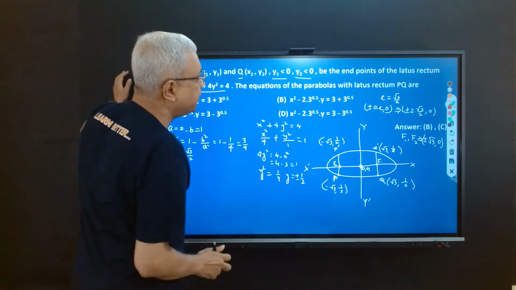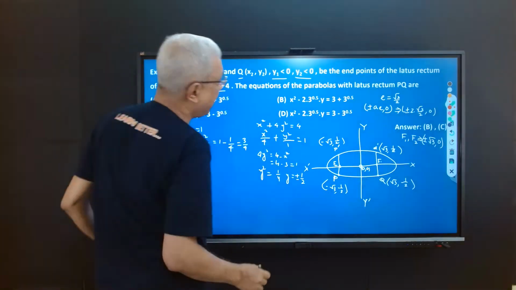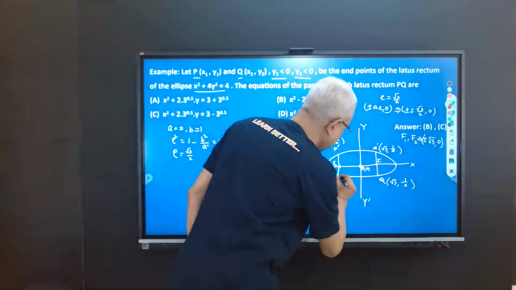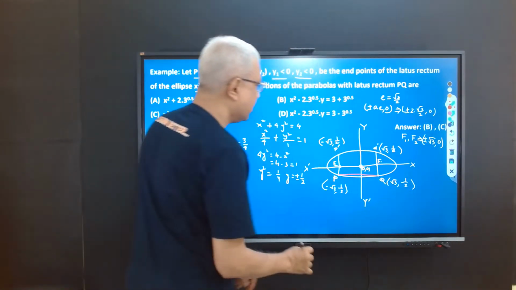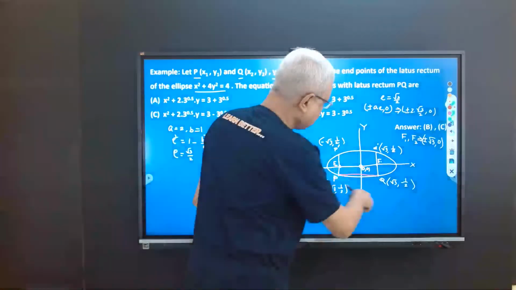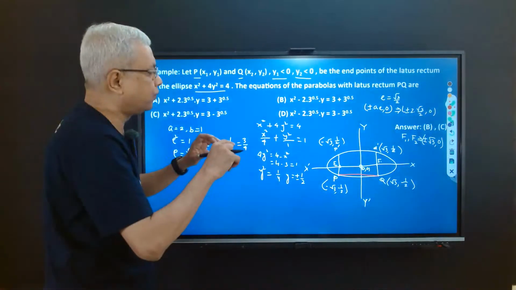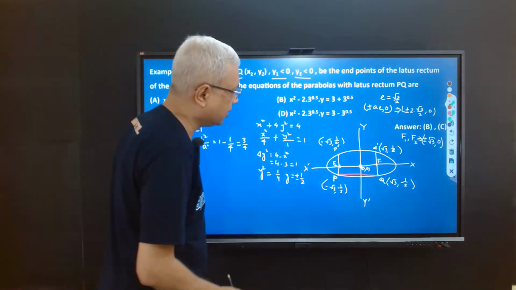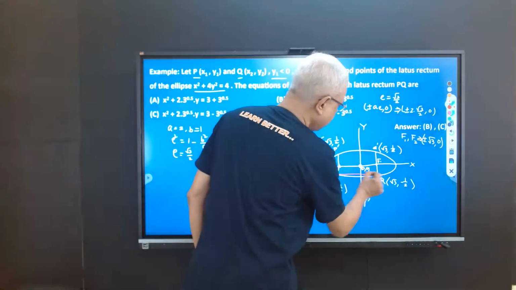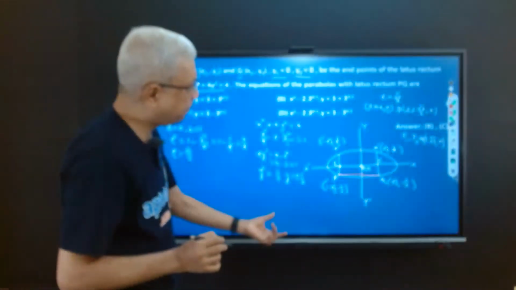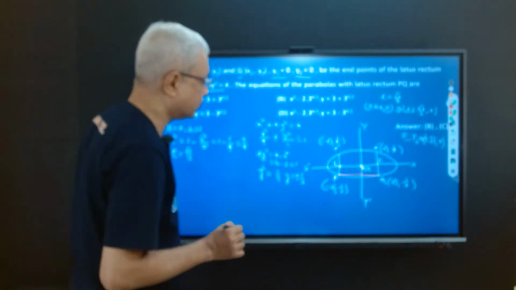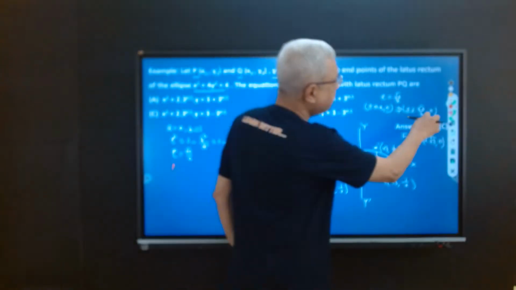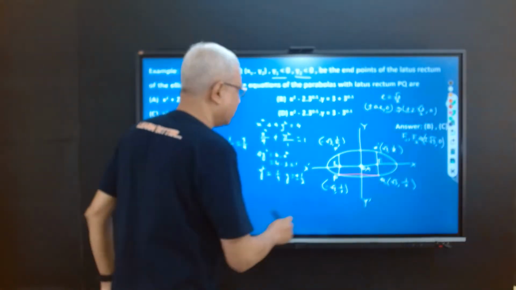Now let us talk about the line PQ. The equations of the parabola with latus rectum PQ are what? So join these points P and Q. With PQ as latus rectum, if we draw parabolas, then what are the equations of the parabola? So PQ is the latus rectum of the parabola whose equation we have to find out. So what is the length of PQ?